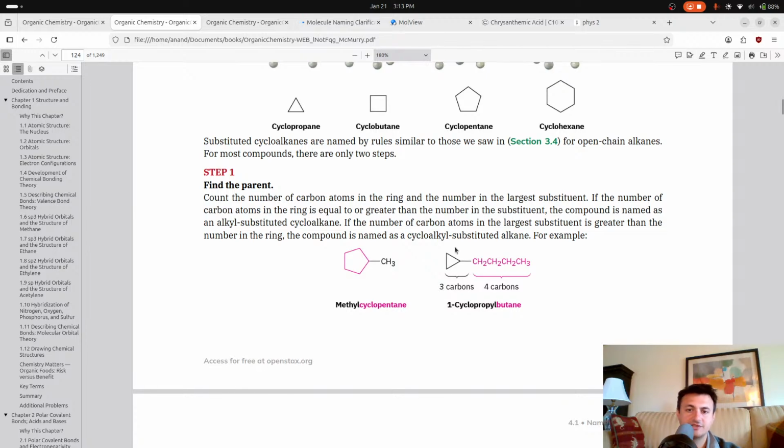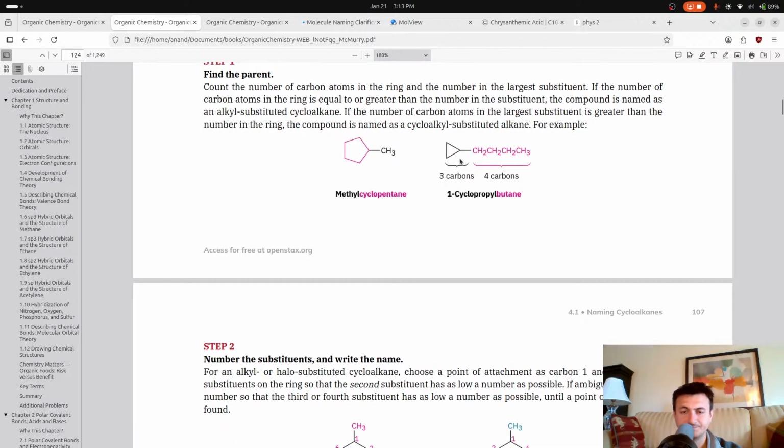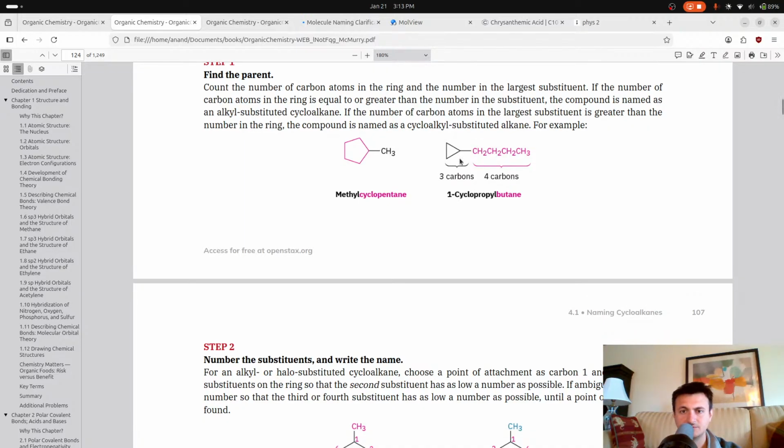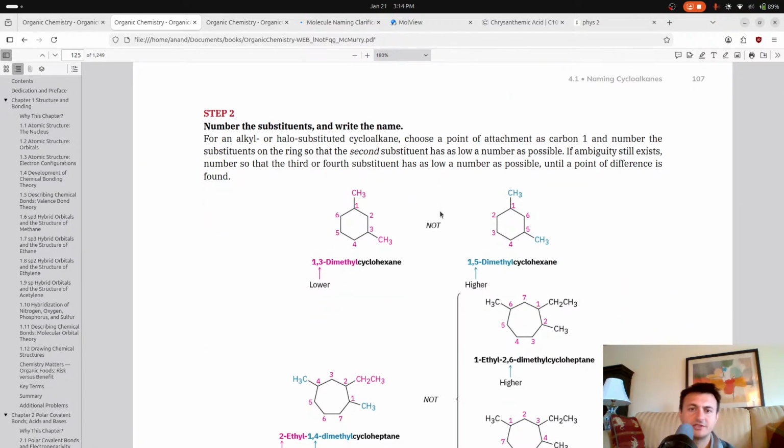Okay, you've got to get used to this alkyl stuff. It describes what's the parent and what's not the parent, basically, I think. So in this case, 5 is greater than 1, but in this case, 4 is greater than 3. So, cyclobutyl or cyclopropylbutane. Step 2, number the substituents and write the name.